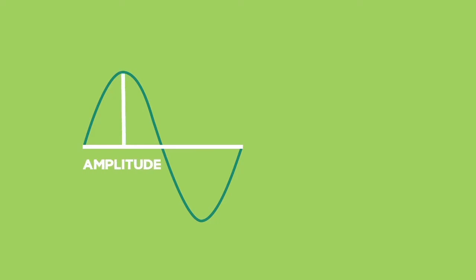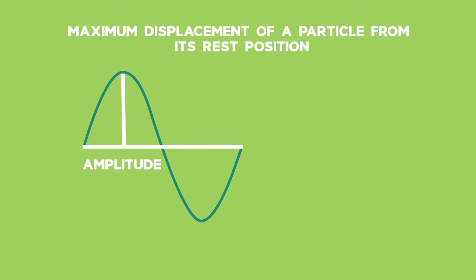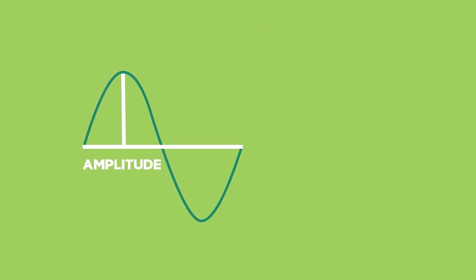We need to measure how much energy is in a wave, and the first thing to look at is the wave's amplitude. This is defined as the maximum displacement of a particle from its rest position. So if we look at our original pulse over here, our rest position is this part, where particles are furthest from their resting position. However, the amplitude is not always enough.